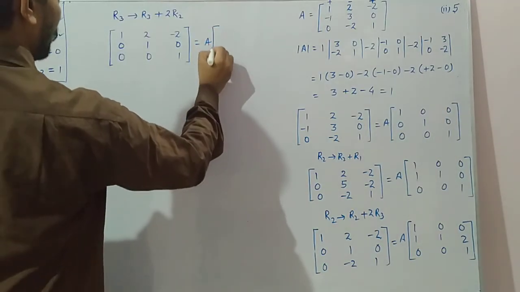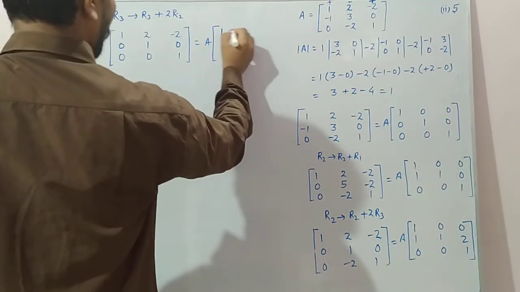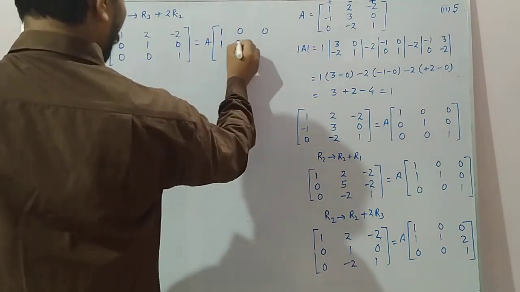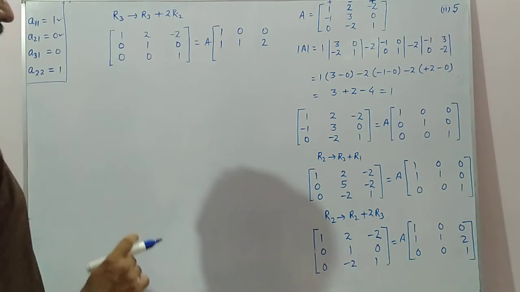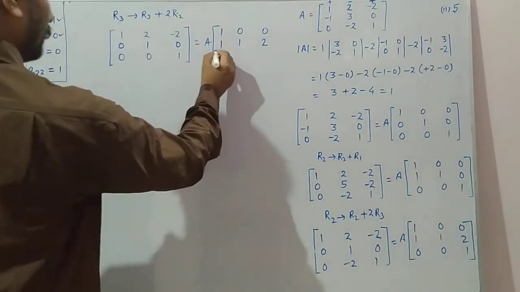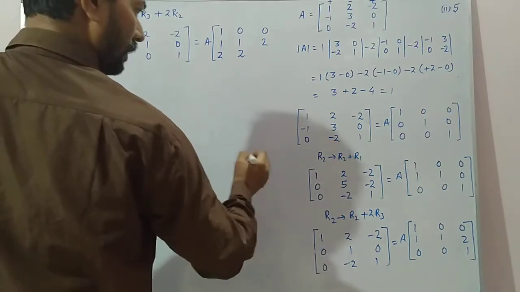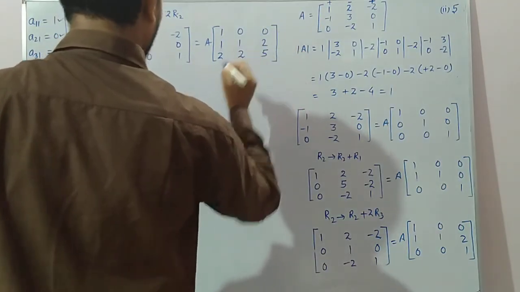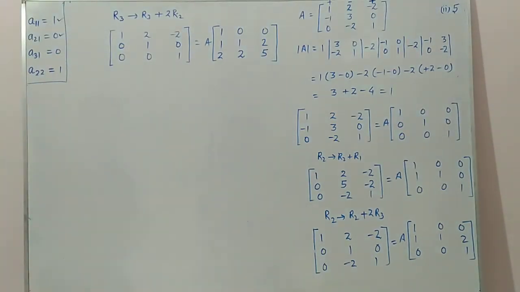This is A. On the right hand side 1 0 0, 1 1 2, and R3 changes to R3 plus 2 R2. So 0 plus 2 is 2, 0 plus 2 is 2, and 1 plus 4 is 5. On the left hand side 1 2 minus 2, 0 1 0, 0 0 1, and right hand side 1 0 0, 1 1 2, 2 2 5.